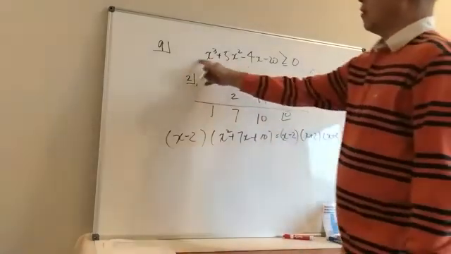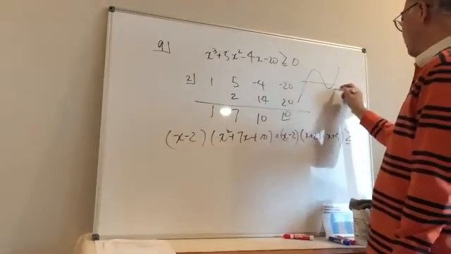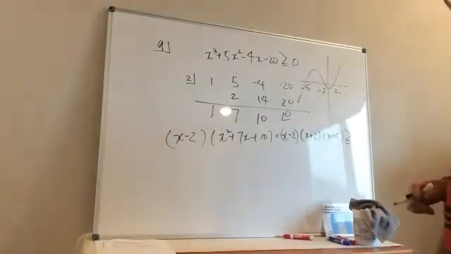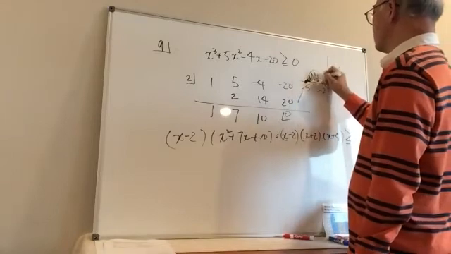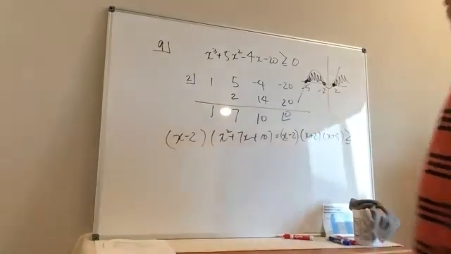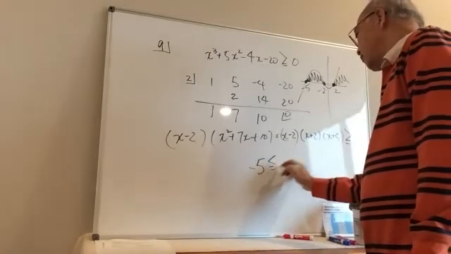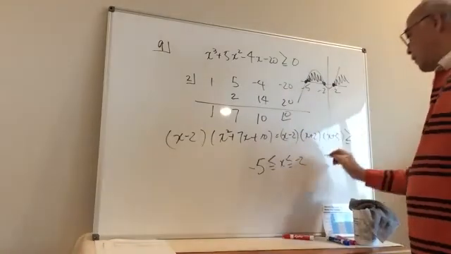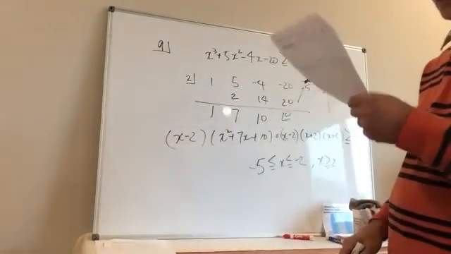Again, the leading coefficient is positive. I'm going to start from here and go like that. I get 2, -2, -5. So it's going to look like that. I want to be greater than or equal to 0. So it's going to be like that. -5, -2, this right here. And then x is greater than or equal to 2. Okay, so that's your answer.